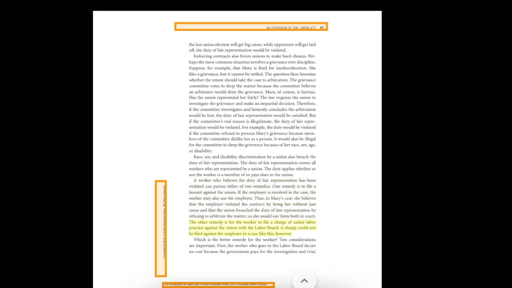The other remedy is for the worker to file a charge of unfair labor practice against the union with the labor board. A charge could not be filed against the employer in a case like this, however. Which is the better remedy for the worker?